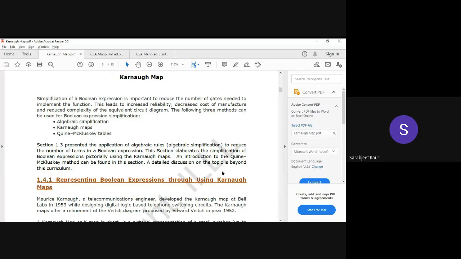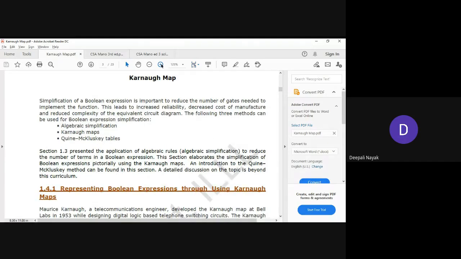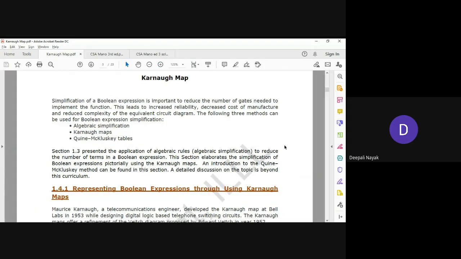Can somebody read this for me? Who will volunteer to read today? Ma'am, I would like to read. What's your name? Dipali. Okay. Simplification of a Boolean expression is important to reduce the number of gates needed to implement the function. This leads to increased reliability, decreased cost of manufacture, and reduced complexity of the equivalent circuit diagram.